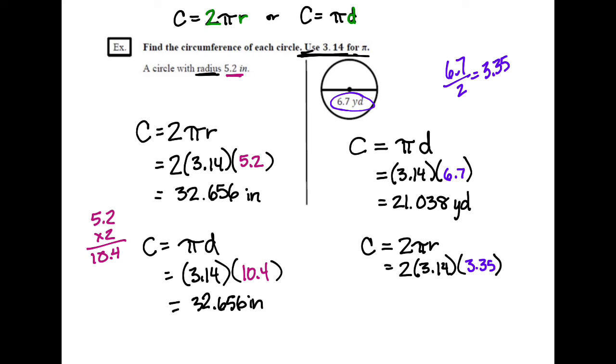Okay, so now on this one, you're just typing in more, and you had a little bit of work to do to get to this point. But if I do 2 times 3.14 times 3.35, I will get the 21.038. Okay, so it doesn't matter which formula you use as long as you put the correct number in its place. Okay?